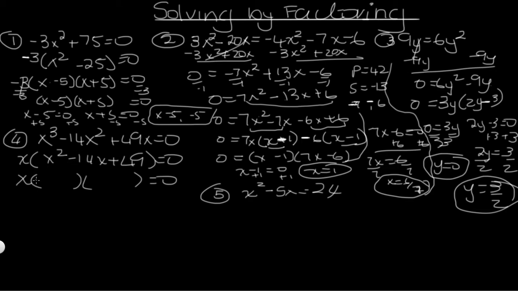That is negative 7 and negative 7. Negative 7 plus negative 7 is negative 14. Negative 7 times negative 7 is 49. Now we're ready to solve this.